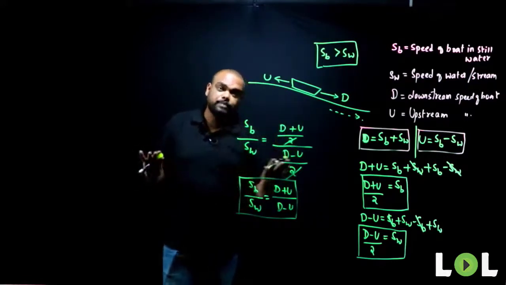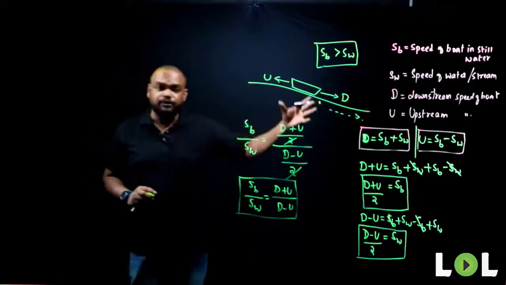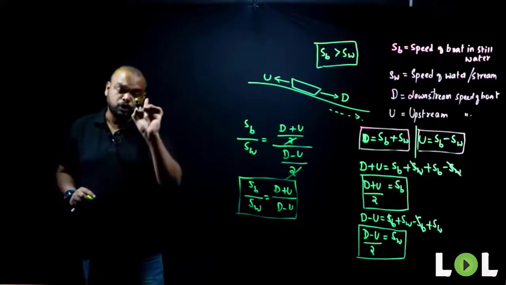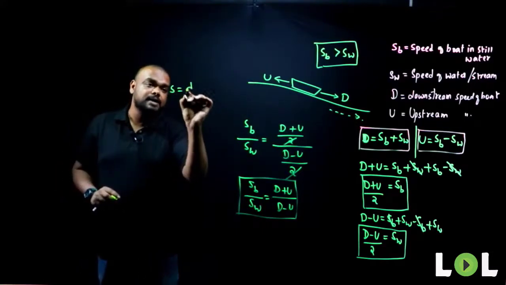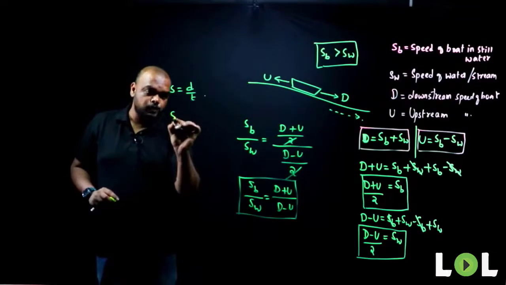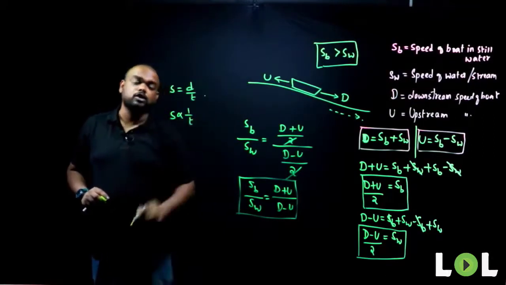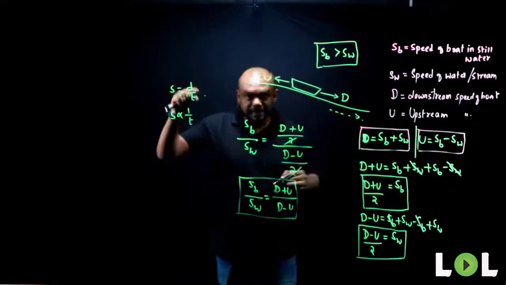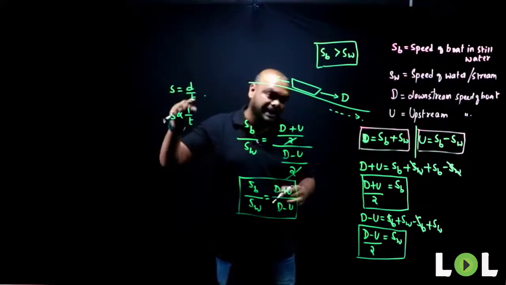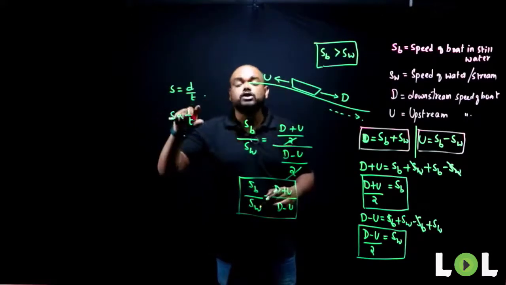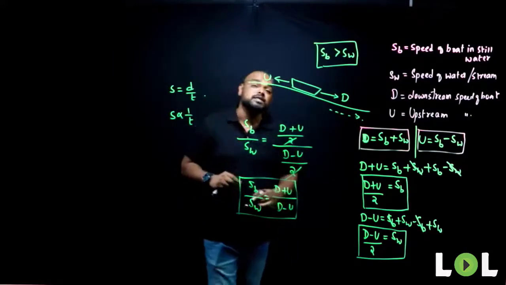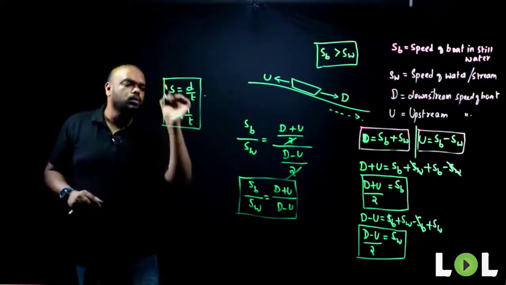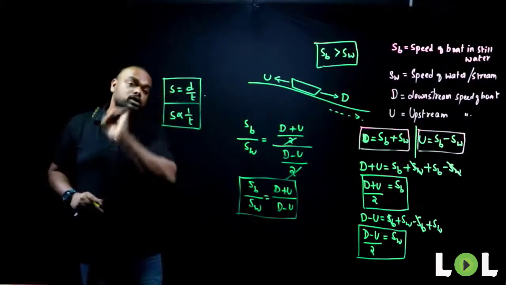Now apart from this, do not think that this is a completely different topic. Downstream is one speed, upstream is one speed, but do not forget, speed is always distance traveled by time taken, and speed is always inversely proportional to time. It doesn't matter which speed it is. The downstream speed can be distance by time taken, and the upstream speed can also be distance by time taken. Downstream is inversely proportional to time taken, and upstream is also inversely proportional to the time taken. For any speed, this always holds good irrespective of the concept we are discussing.